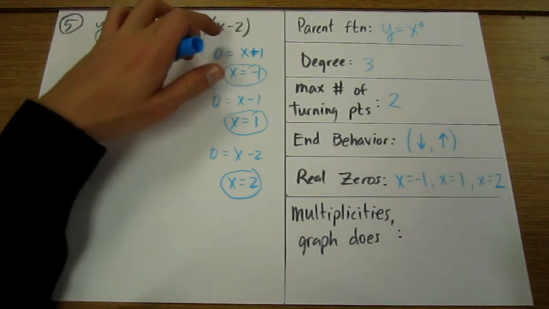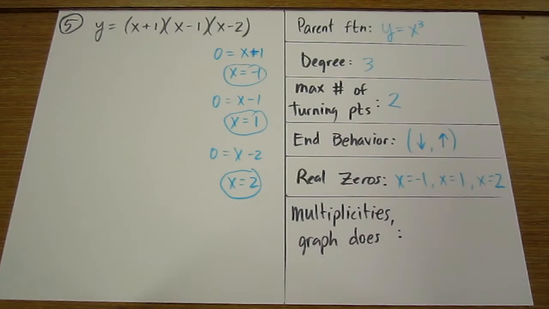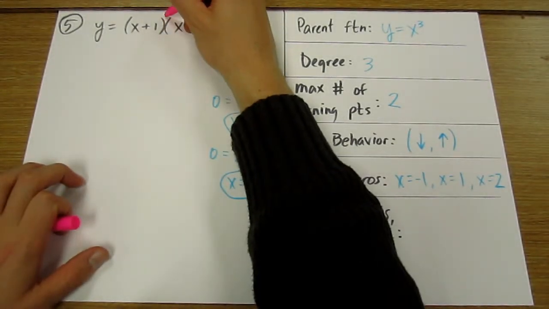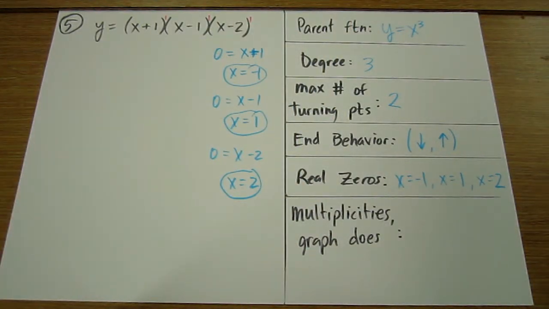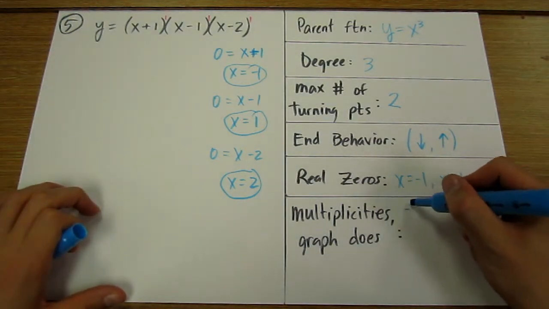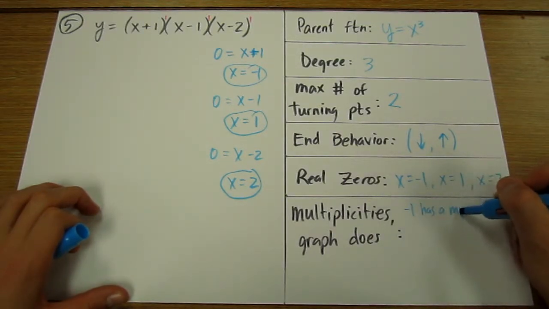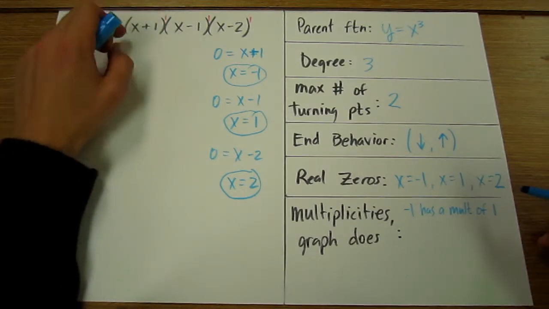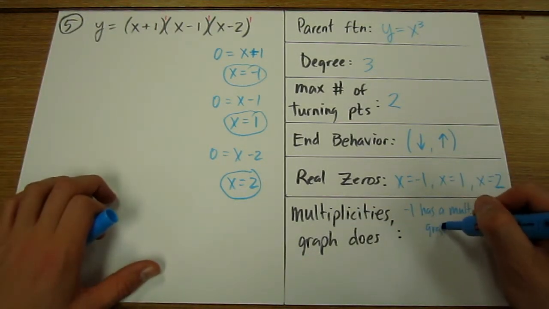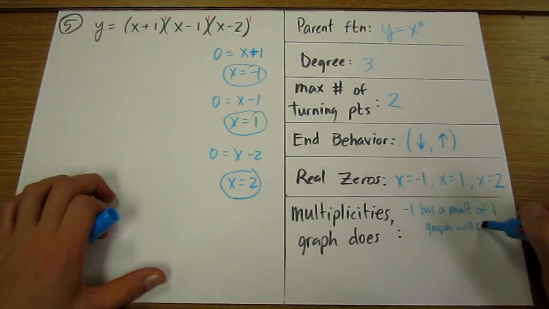Alright, so not that bad. The multiplicities are just the exponents that go with those. So again, if we don't have an exponent, we can write a 1 there. It's implied that it's the first power. So hopefully we can fit this in our multiplicities box, but negative 1 has a multiplicity, that's what MULT period stands for, of 1. That's the exponent that goes with that factor. So our graph will cross the x-axis, and that's because 1 is an odd number.